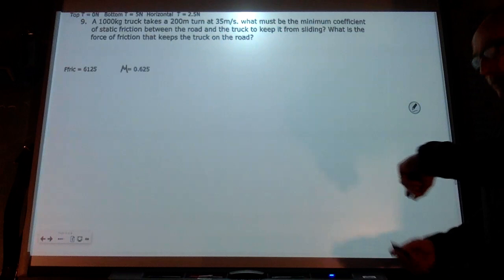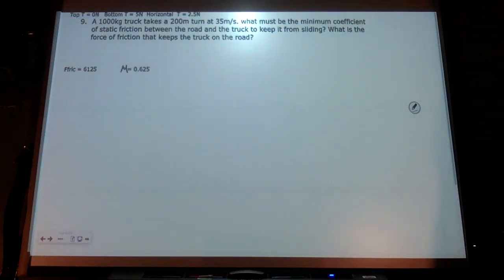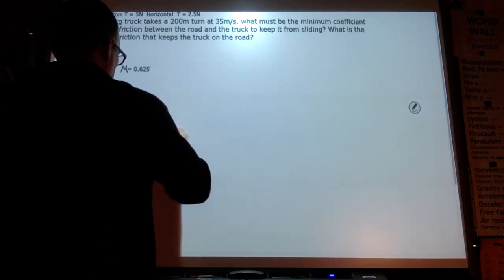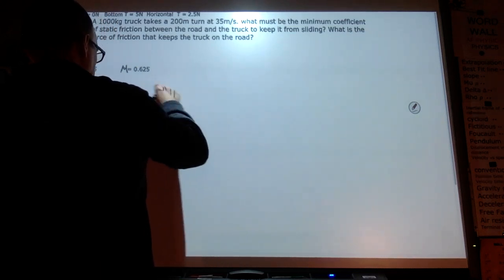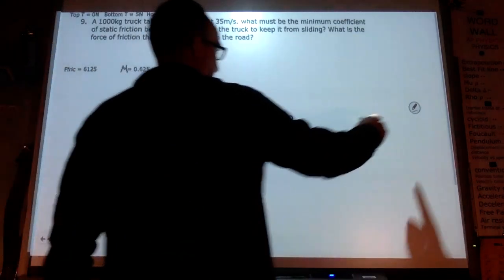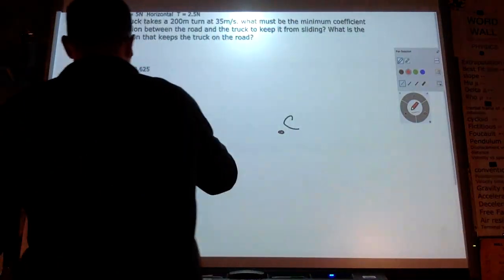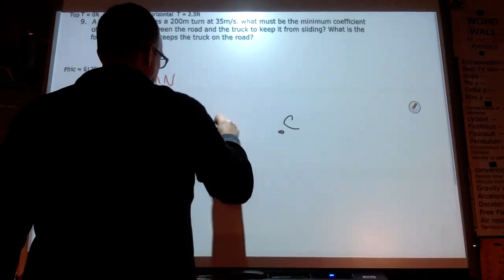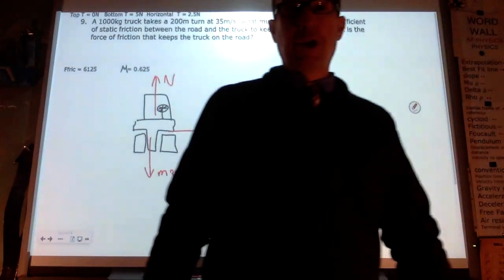All right, a 1,000-kilogram truck takes a 200-meter turn at 35 meters per second. What must be the minimum coefficient of static friction between the road and the truck to keep it from sliding? What is the force of friction that keeps the truck on the road? So again, if we're looking at this, here is the front of our truck. And if this is the center of my circle here, the forces on this truck are the weight of the truck, the normal force on the truck, and then the static friction on the tires that are pushing it towards the center.